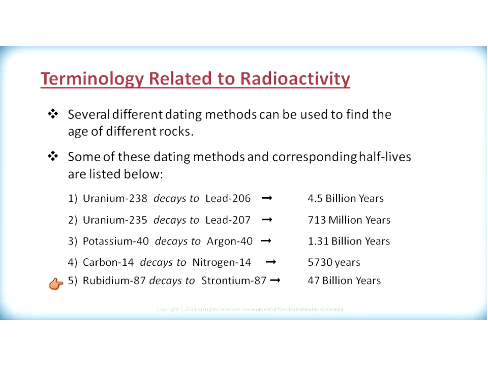A fifth dating method that can be used is rubidium-87 decaying to strontium-87. This dating method has a half-life of 47 billion years.